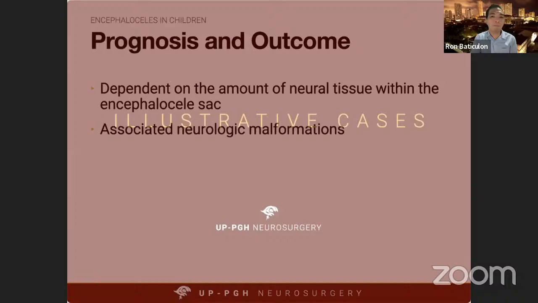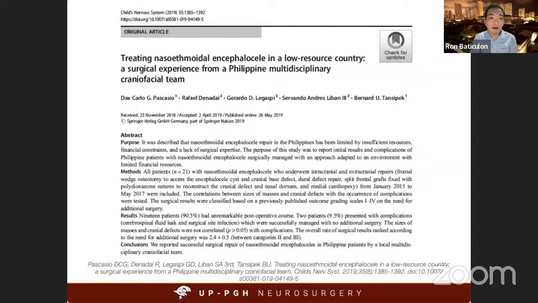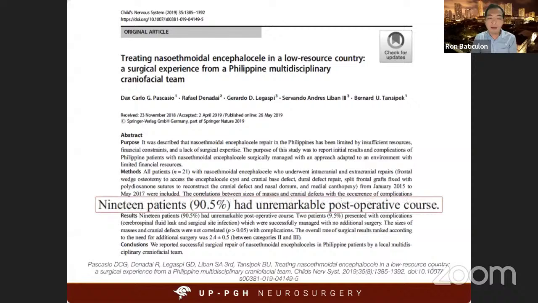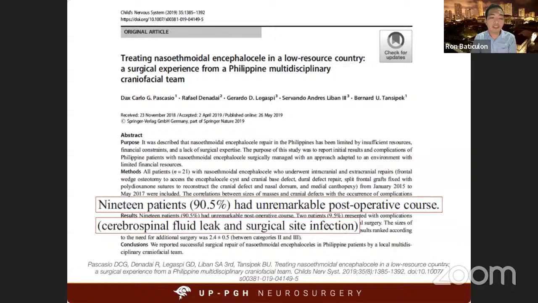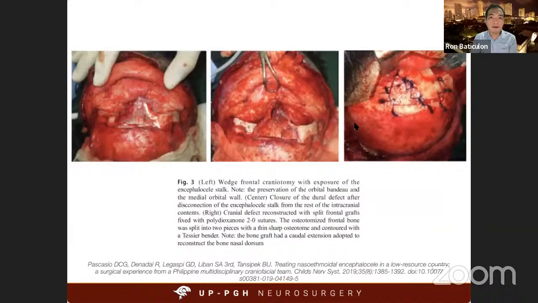As I've said, this was our series of cases of sincipital encephalocele, where we usually do it with our plastic surgery team. The majority of them did not have any complications. Most common complications were CSF leak and surgical site infection. How would we do it? Some centers would prefer single sitting, intracranial and extracranial repair, where they remove the mass. So this is the way we do it in one sitting.